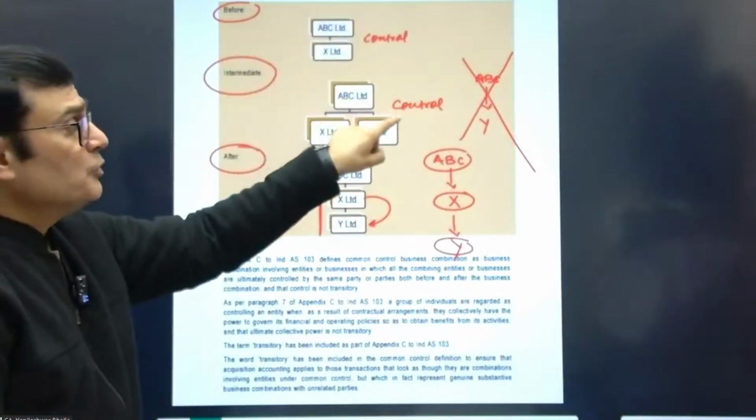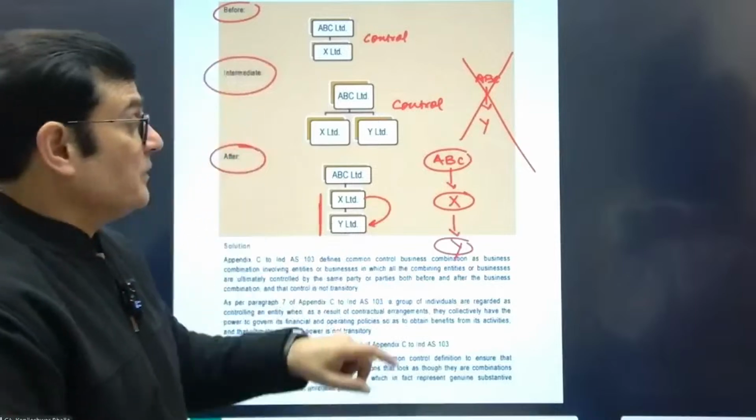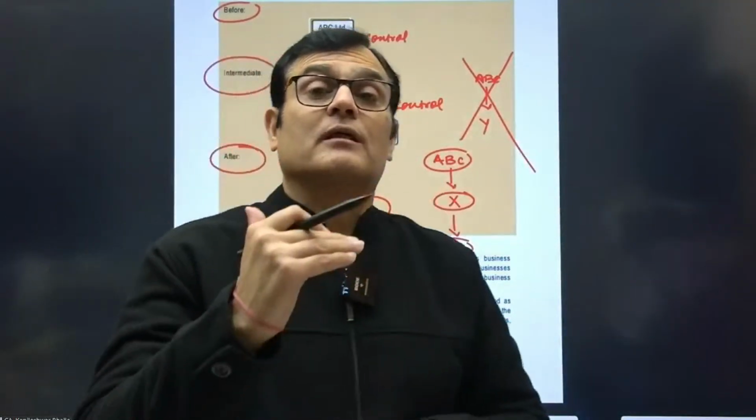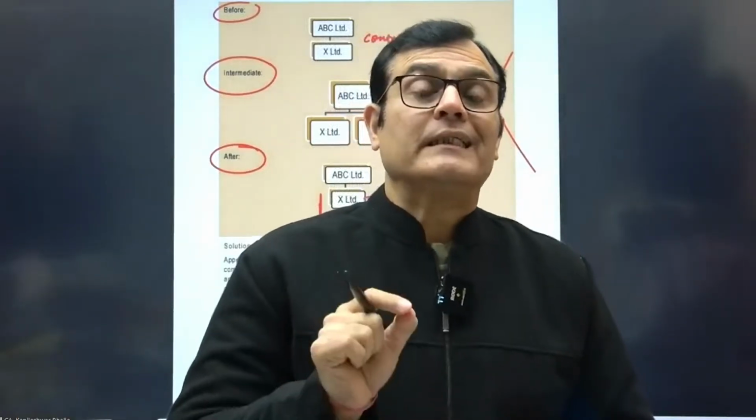So company ABC got control over company Y just 1 day before. There was no real control which ABC had over Y, which means the companies artificially created a control for 1 day. Ek din ka prime minister. Do you get my point? So this deal was artificially structured so that company Y comes under the common control umbrella of company ABC. This is called the control is transitory. You created a control over a short period of time.